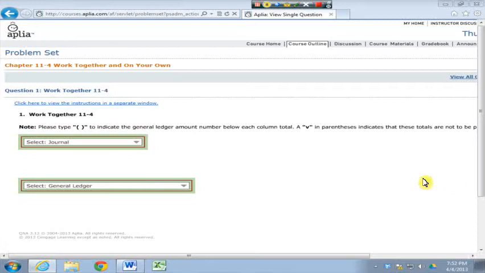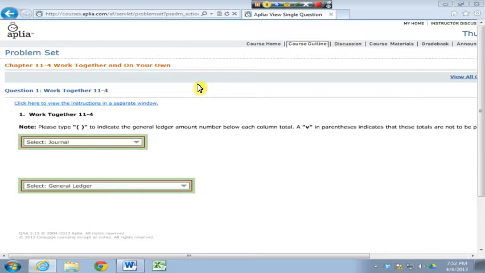This is Chapter 11 for Accounting 1, Lesson 4. We're going to work together. If you are doing this, you should really pause and try to answer the questions on your own before I show you the correct answer.